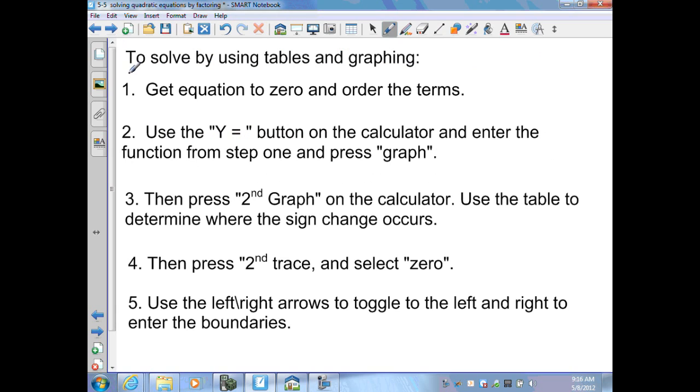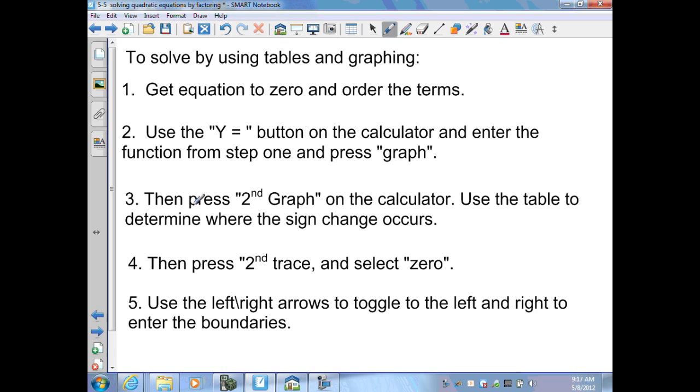This is the procedure to solve using tables and graphing. 1, we still have to get the equation to 0 and order the terms. 2, use the Y-editor or Y equals button on the calculator and enter the function from step 1, and then press graph. Then we can see what the graph looks like. If we need to, we can set the window to fit the graph that we need.